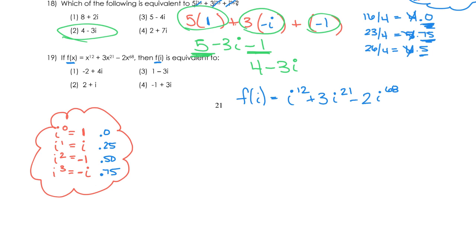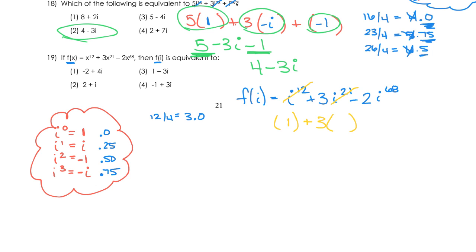Now that our i-cloud is ready to go, we're going to take our exponents and divide them by 4. So for i to the 12th, we take 12 and divide by 4 and we get 3. But remember, it's 3.0 because 4 goes into 12 3 whole times, no decimal, so 0.0. We're going to take our i to the 12th and replace it with 1.